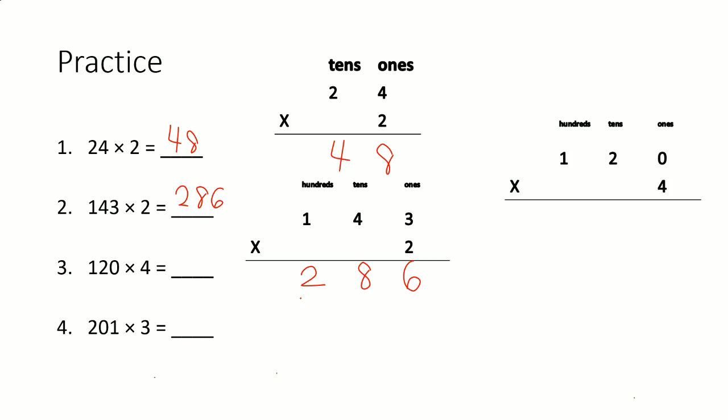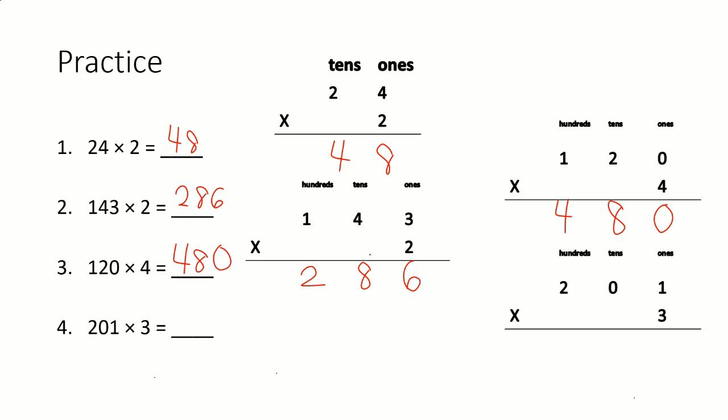Next, 120 multiplied by 4. We start with the ones place. 0 ones multiplied by 4 gives us 0 ones. Next, 2 tens multiplied by 4 gives us 8 tens. And 100 multiplied by 4 gives us 4 hundreds. So 120 multiplied by 4 gives us 480.